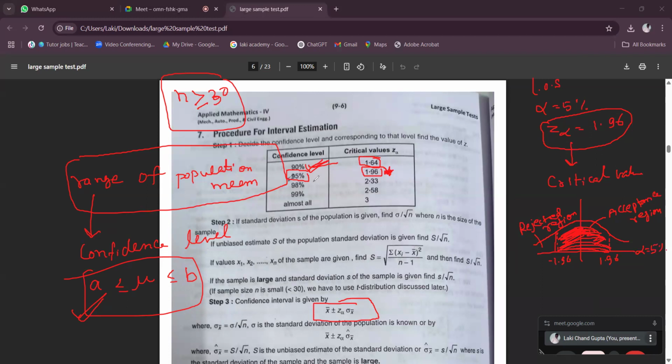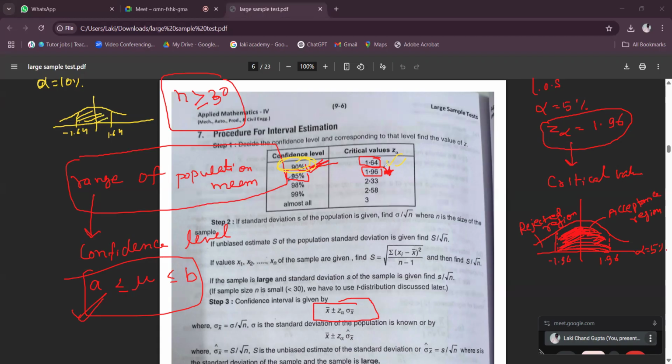Okay. If alpha is 10%, alpha is 10% means confidence level is 90%, right? Alpha of 10% is the same as confidence level 90%, right? Then your value lies between minus 1.64 to 1.64.